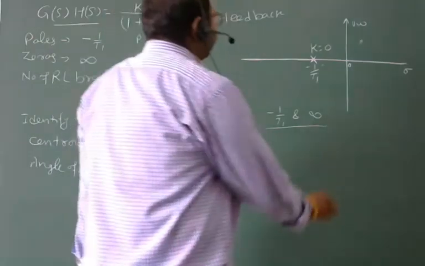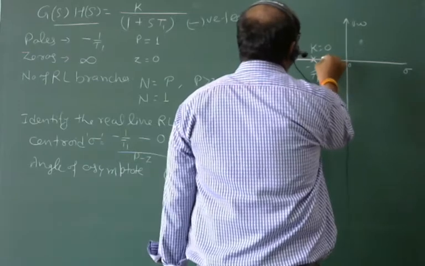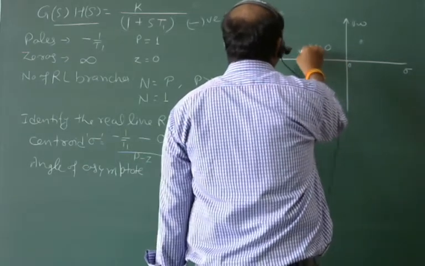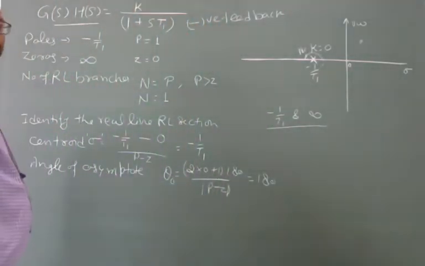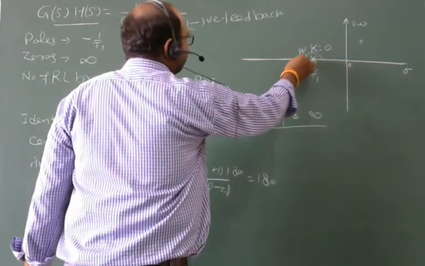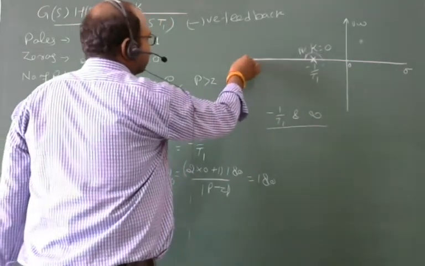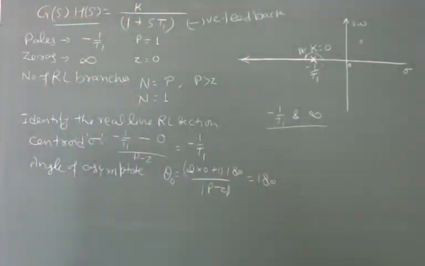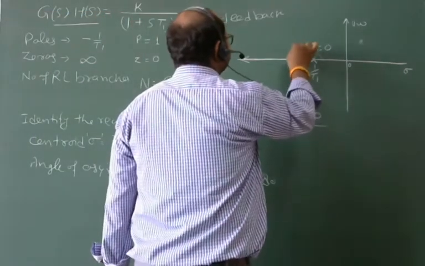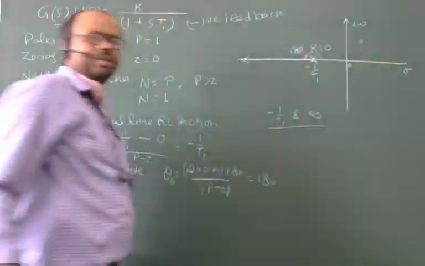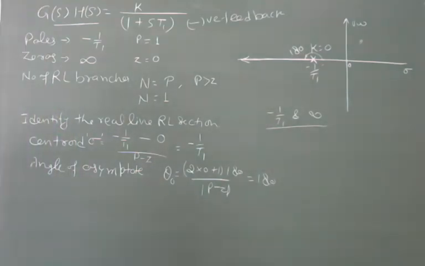So from the x axis we'll take an angle of 180 degrees here. So the asymptote will be in the direction of minus 180 degrees, or on angle 180 degrees, in the direction of 180 degrees. That is the angle of asymptotes.